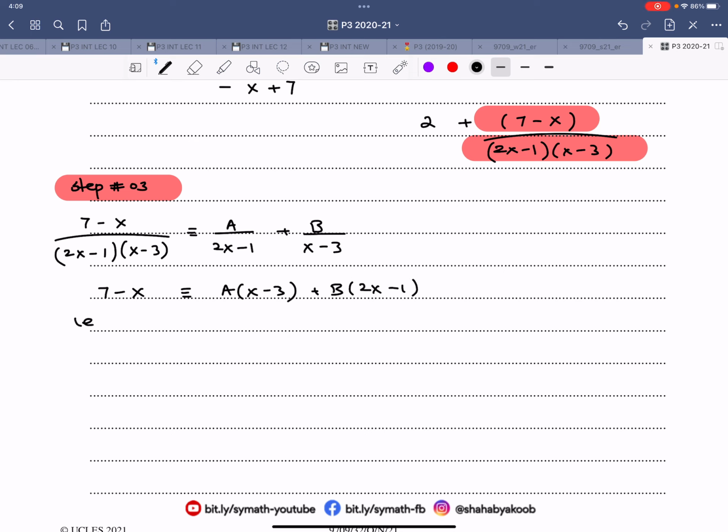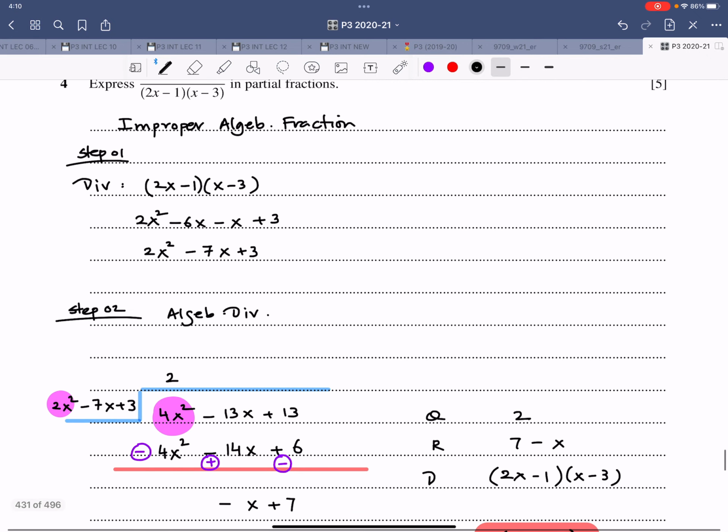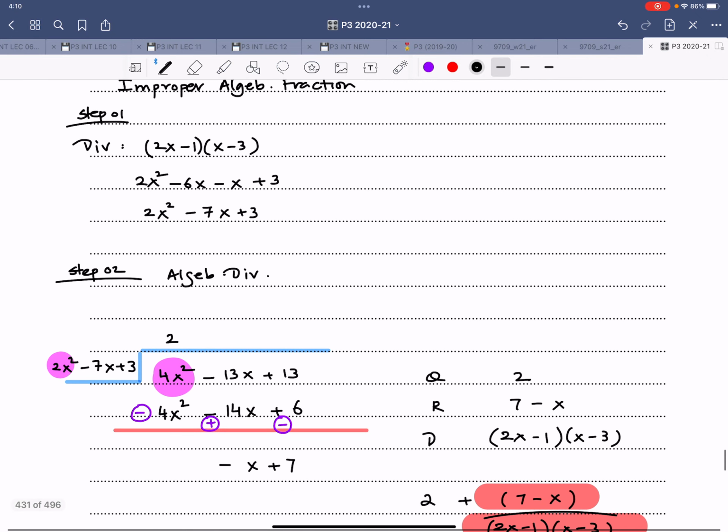Let x equal 3. 7 minus 3 is 4. X is 3, so this thing disappears. 2 3s are 6, 6 minus 1 is 5. This is 5b. I think there are no fractions in this one. So I think I made some mistake. 4x squared, that is 2. Minus 14x plus 6, that makes sense. 13 minus 6 is 7, that makes sense.